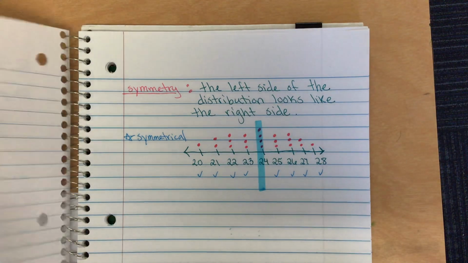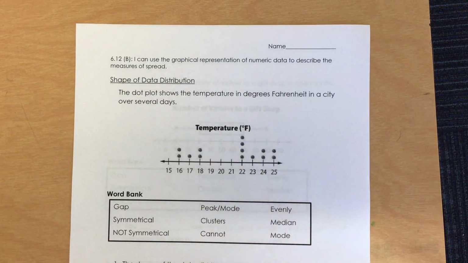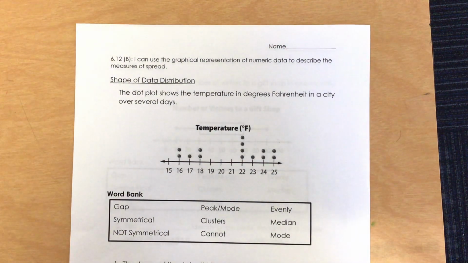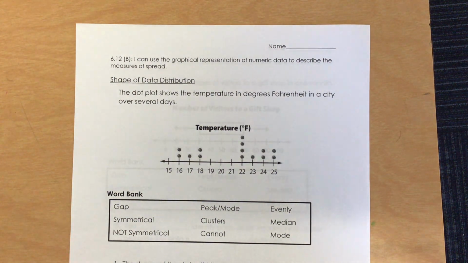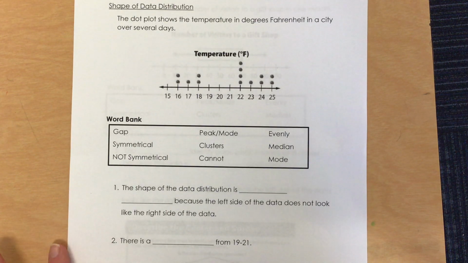Okay, now you need the handout that I gave you, and we're going to fill in some sentences looking at examples of data distribution. Okay, so this is the handout I gave you. Our first example says the dot plot shows the temperature in degrees Fahrenheit in a city over several days. Okay, so here's our data.